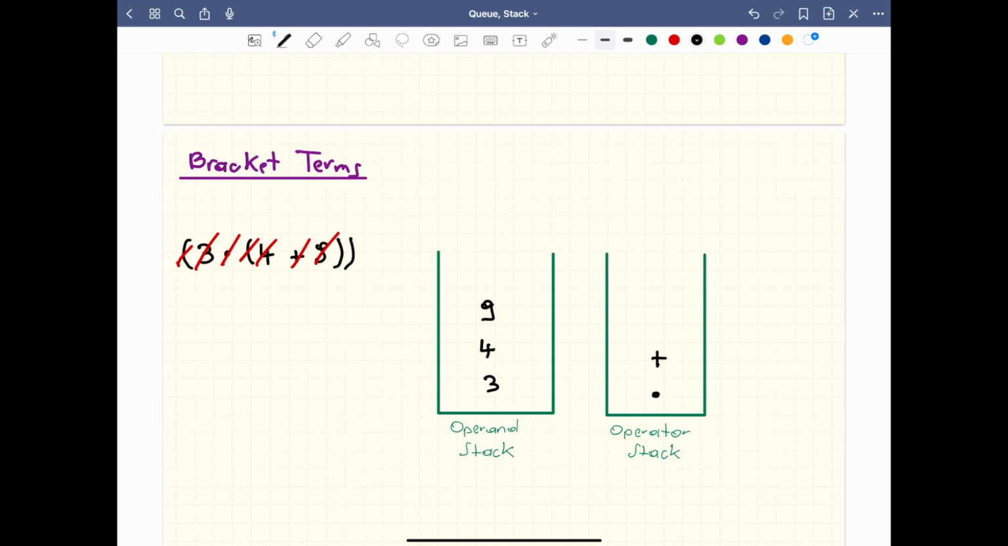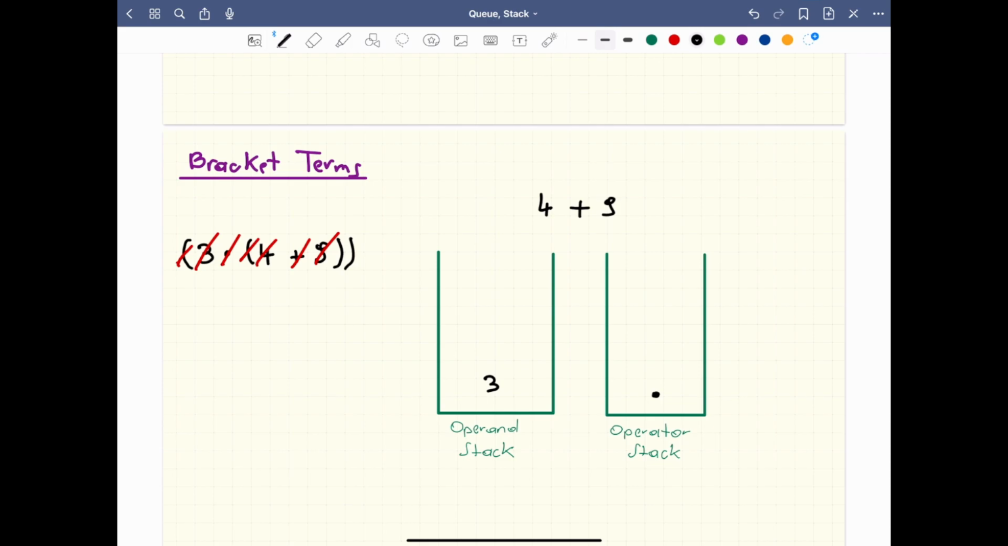Okay, so now we have our first closing bracket, and the question is what to do. What we do is we pop the first operator from our stack, which is our plus. Let's put it here and we get rid of it there. And then we pop the first 2 operands that we have on the stack. So this is the 9. The 9 goes here, and then we have the 4. The 4 goes here.